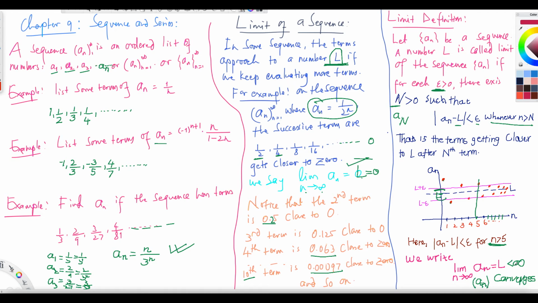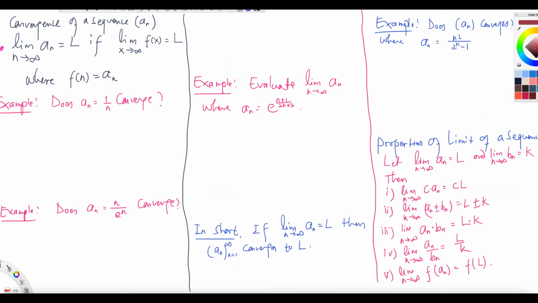Okay, if L is infinity, then we call it diverge. Okay, so we will see some more examples. All right. Let us talk about how we know whether a sequence converges or diverges.